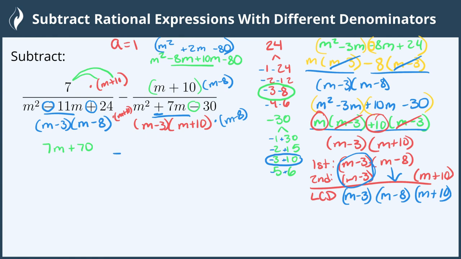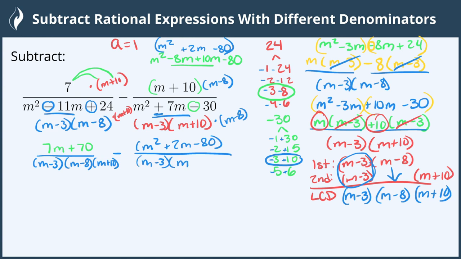So let's subtract m squared plus 2m minus 80. And this is over the new denominator for our first one of m minus 3, m minus 8, m plus 10. And our second denominator is m minus 3. Let's go ahead and switch these just so that they match. M minus 8 and m plus 10. And we can do that because multiplication is commutative, meaning it doesn't matter the order.